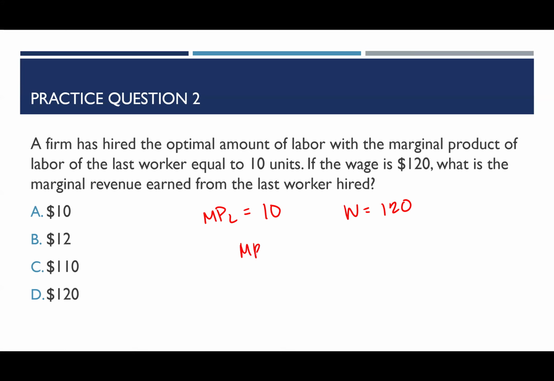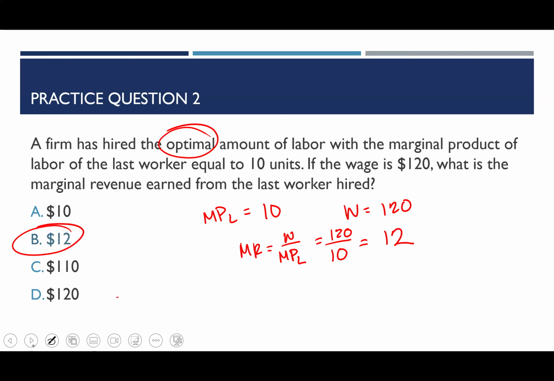And we just discussed how in equilibrium, right at that optimal point, marginal revenue is going to equal the wage over the marginal product of labor. So let's go ahead and substitute those values. So we'll have 120 over 10, and that's going to give us 12. So the answer is B.